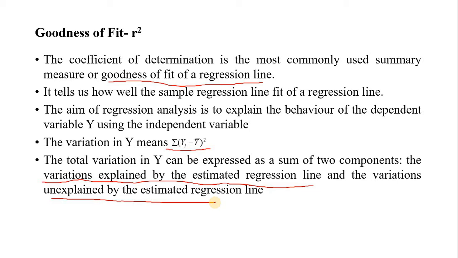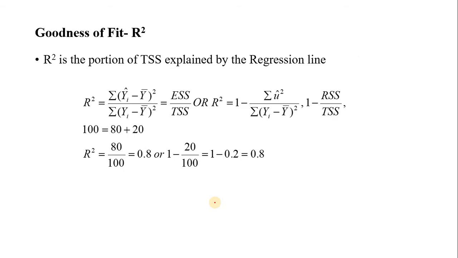Changes in x means the variations that can be explained by the estimated regression model, and changes in u means the changes that cannot be explained by the regression model or the regression coefficients. So total variations in y can be separated into two: variations that can be explained by the regression line, and variations that cannot be explained by the regression line.